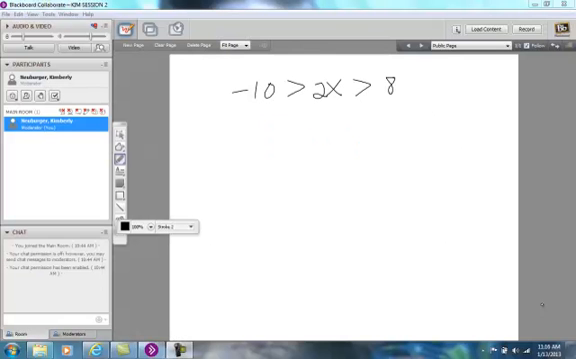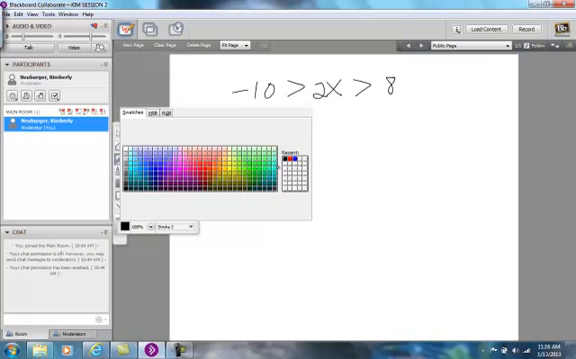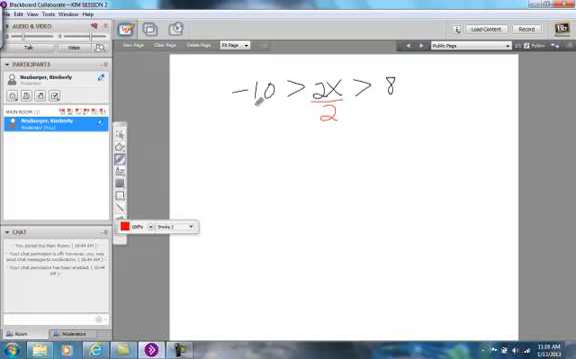Let's take a look at how this compound inequality will differ from the last one we looked at. For this one, first notice that we need to isolate the variable in the middle, and there's a 2 in front of it. So let's divide everything by 2. Since we divided everything by a positive 2, we do not need to reverse our inequality symbols. So this will give us negative 5 greater than x, which is greater than 4.